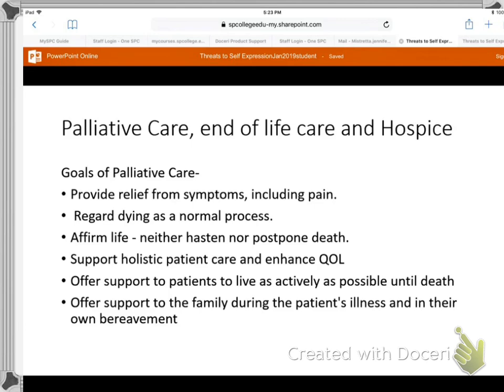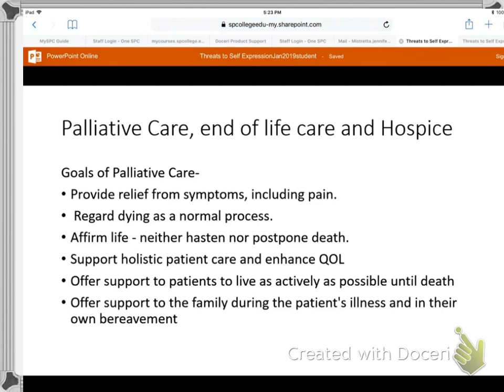We want to get that patient and family to acknowledge that dying is a normal process. A lot of people, death is just one of those things that kind of scares everybody. So we need to work with the family a lot of the time for them to realize that this is a process, and once it starts, we can't stop it. You not getting hospice for your mom isn't going to keep her alive, right? Neither hasten nor postpone death.